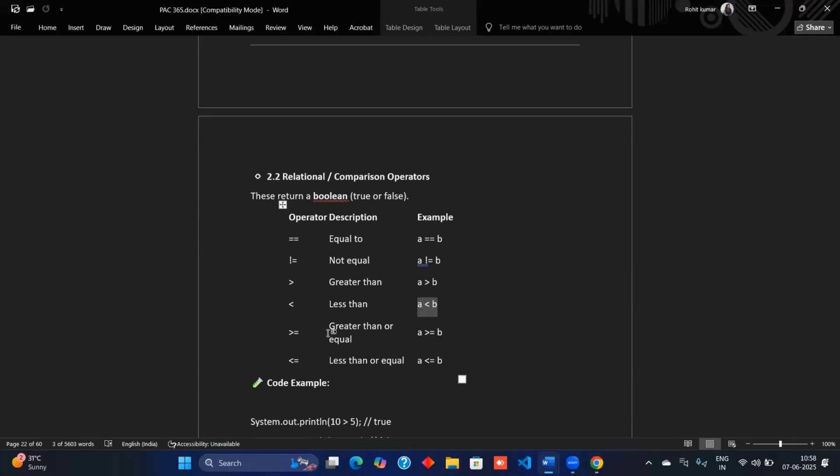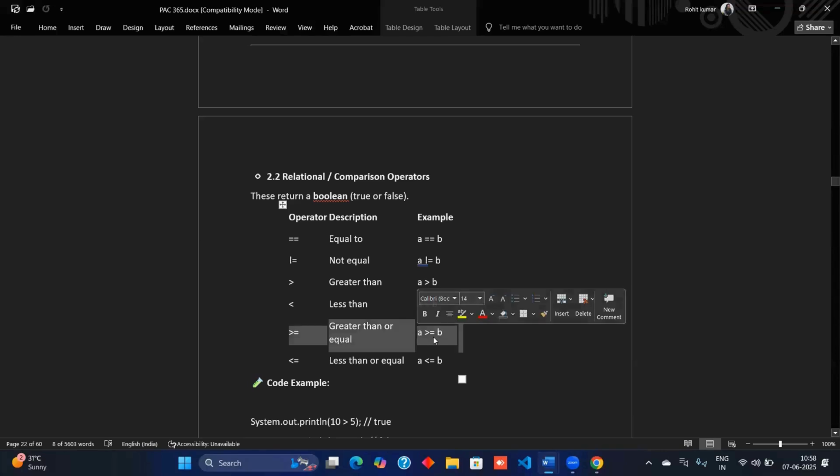9 is not greater than 9 but is equal to 9. So in this case, if both values are 9, it will show that 9 is not greater than 9 but is equal to 9, so it will give a true value here.